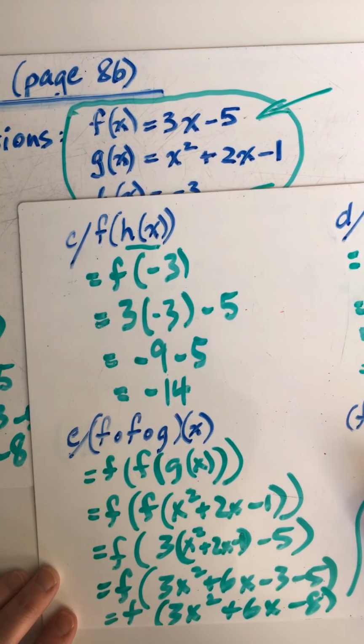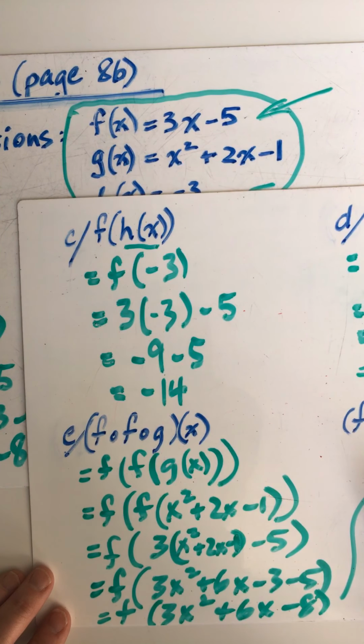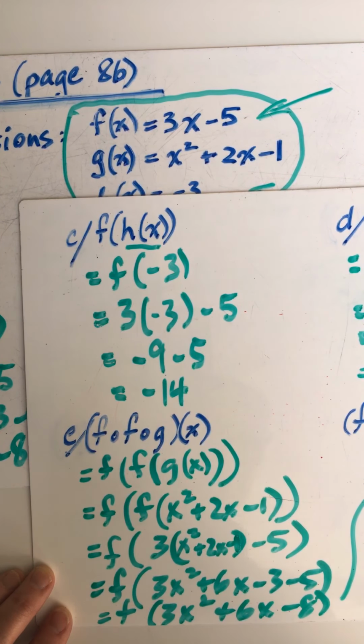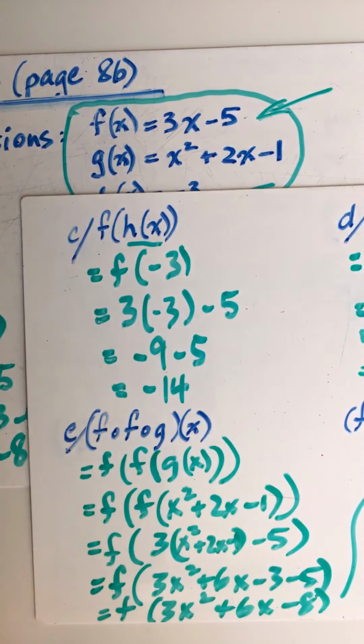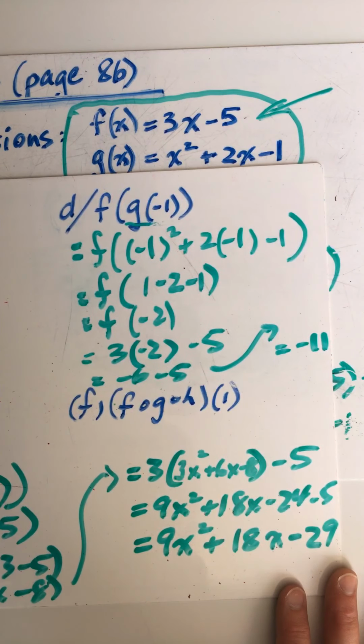Not finished yet. We still need to put this in the f function. Again, the f function is 3x, subtract 5. In there we'll have 3x squared plus 6x, subtract 8. That's 9x squared plus 18x, subtract 24, subtract 5. And the final expression is 9x squared plus 8x, subtract 29. Oops, you can't see that, can you? Just a sec, sorry about that. There we have it.